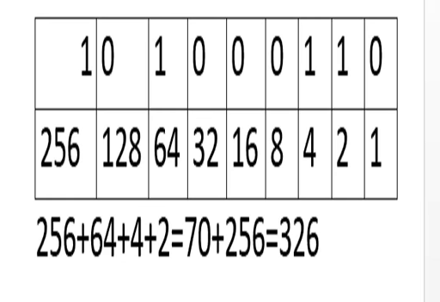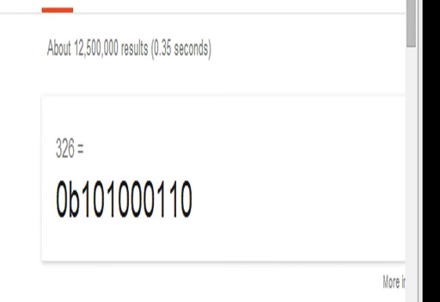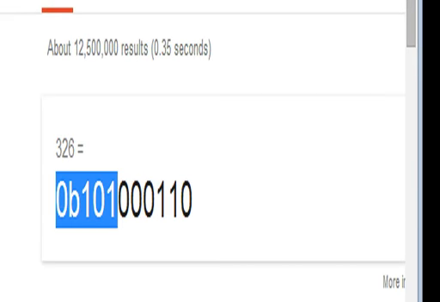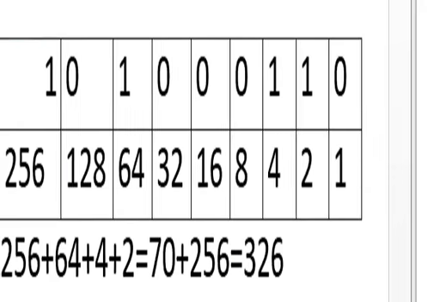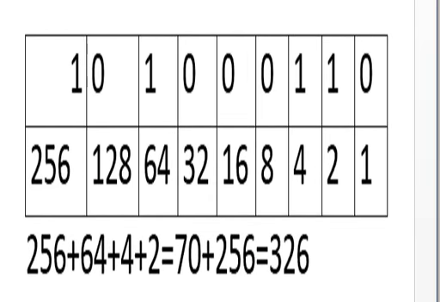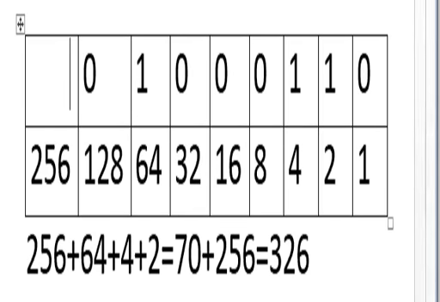326 in binary is 0, 1, 0, 1, 0, 0, 0, 1, 1, 0. This is what we have. But since we put 9 digits there, we don't really need it. We just need 8 bits, so take that out, and it's sorted then.